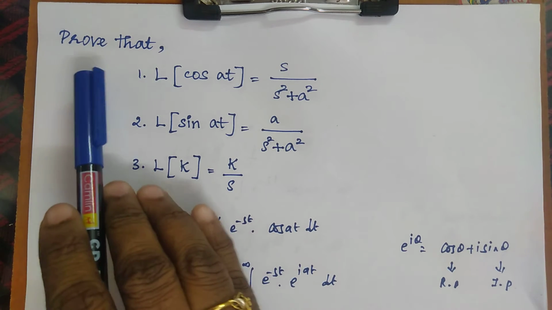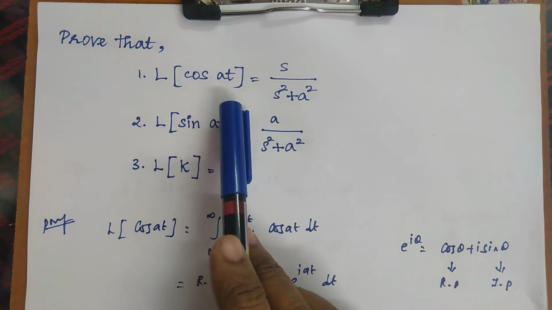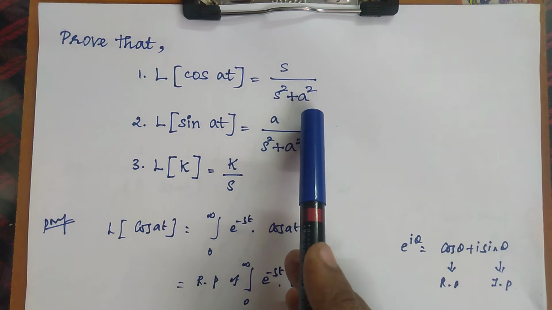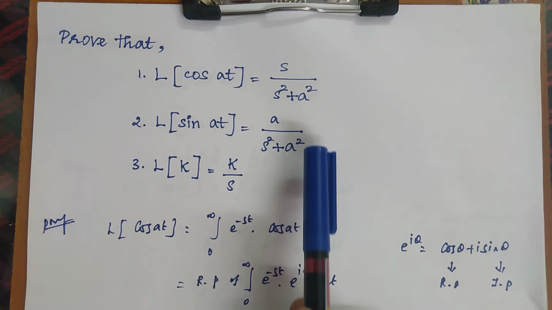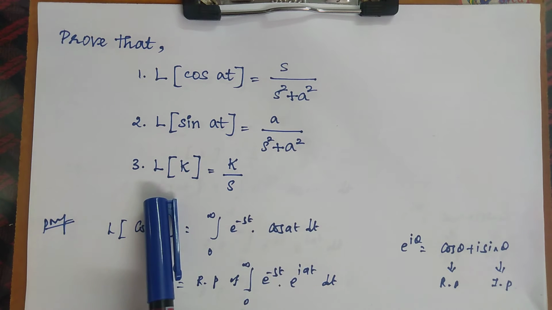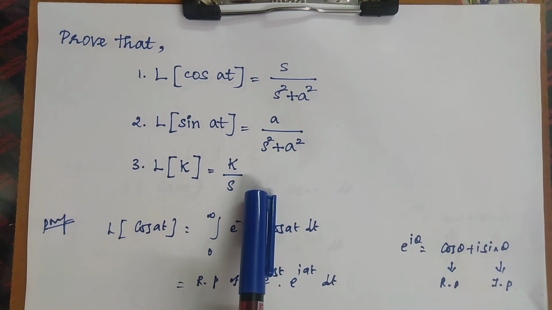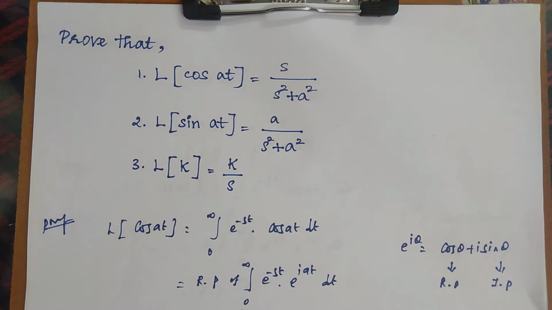Look at the question. Prove that L of cos at equals s by s square plus a square. The second one is L of sin at equals a by s square plus a square. And the last one is L of k equals k by s. So these are the three results we are going to prove now.